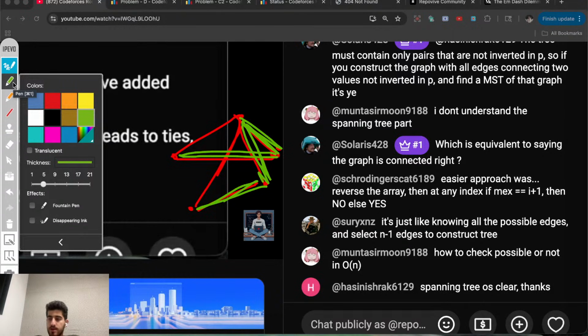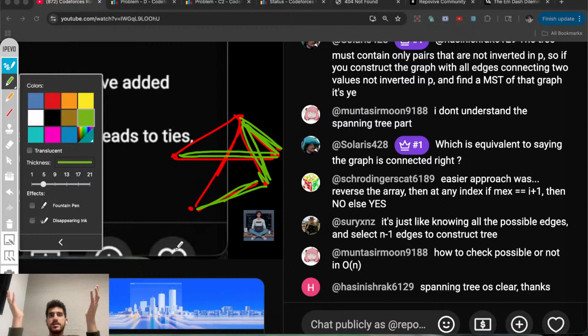So now, what is the condition that we can construct a tree? You can see that the whole condition is that the graph should be connected. If the graph is connected, I can create a tree out of it. I can just pick n-1 of the edges such that at the end they will form a tree.